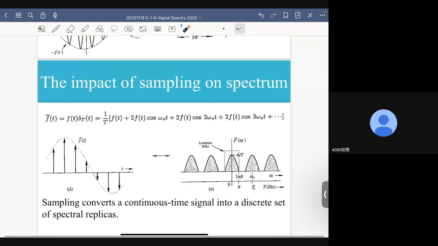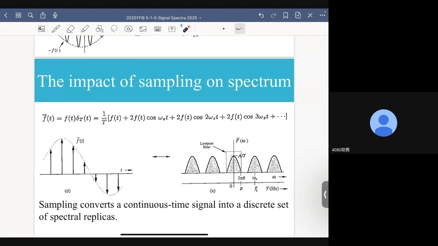That is the reason why after sampling, sampling converts a CT signal into a discrete set of spectrum replicates, okay? This is a replicate of this. This, of course, is a replicate of this. Replicate means pretty much they are the same, but they only happen in different frequency bands. And as I said, it actually becomes a periodical function in the frequency domain with a period of omega s. Where does omega s come from? It comes from here, here, here, right?